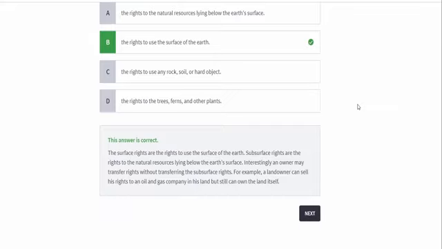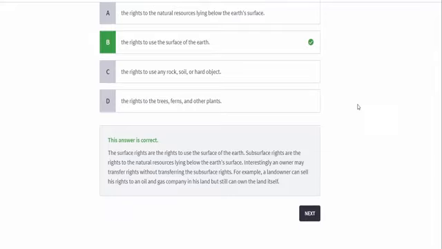But yeah, so subsurface rights we're going to discuss. Well, maybe we will, depending on how this exam pans out. But obviously, subsurface rights are those natural resources lying below the Earth's surface. Surface rights are the ones above. Interestingly, and this is a key takeaway, an owner can transfer rights without transferring the subsurface rights. So they can transfer certain rights, whether it be the subsurface or the surface, without transferring vice versa.